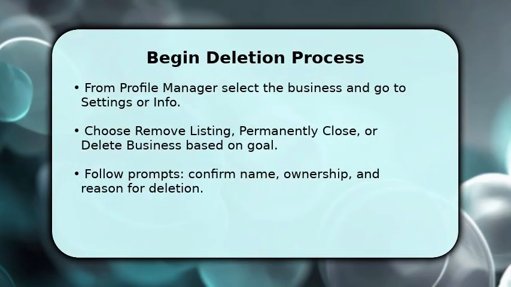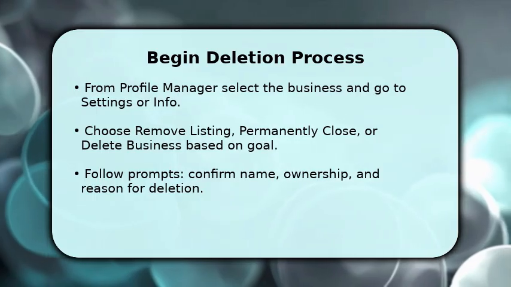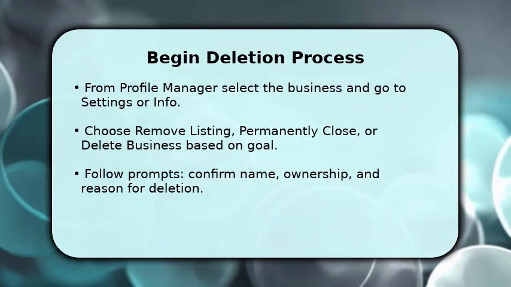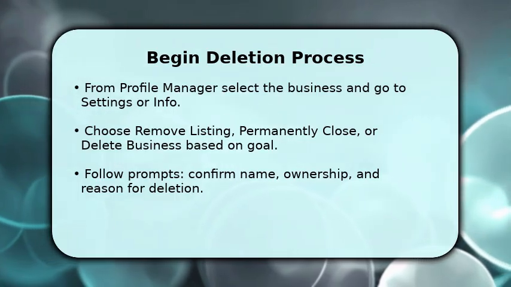Once you've opened the business in the Profile Manager, go to Info or Settings and look for the option to remove, close, or delete the listing. Choose Delete Business or Permanently Close, depending on whether you want removal or closure.